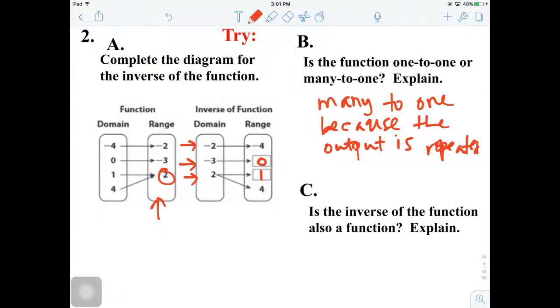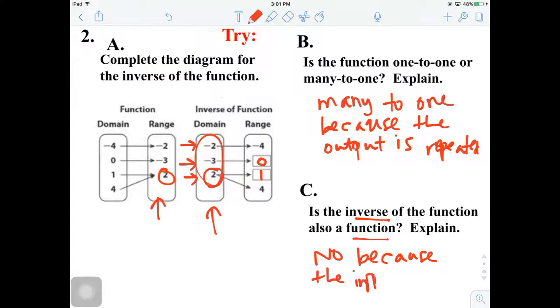Second question, is the inverse also a function? If we look at the inverse, which is here, and we look at the input, notice that 2 is actually repeated. It's being used twice. So no, this is not a function, because the input is repeated. Looking at the domain here, it is used more than once. It's going to 2 outputs. So therefore, this is not a function.